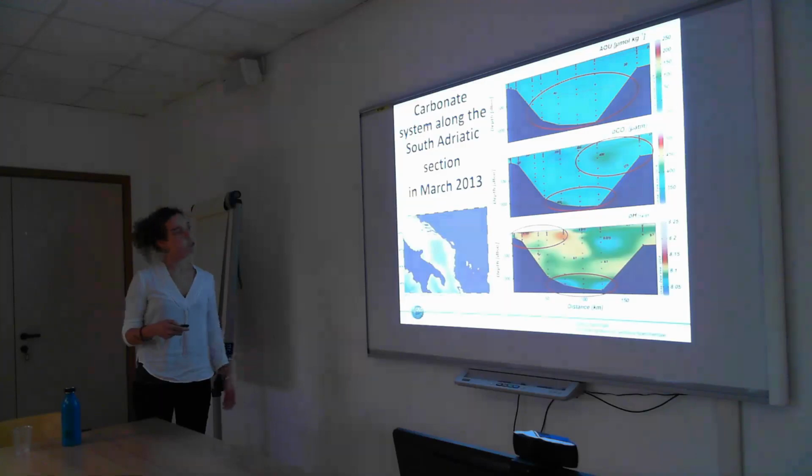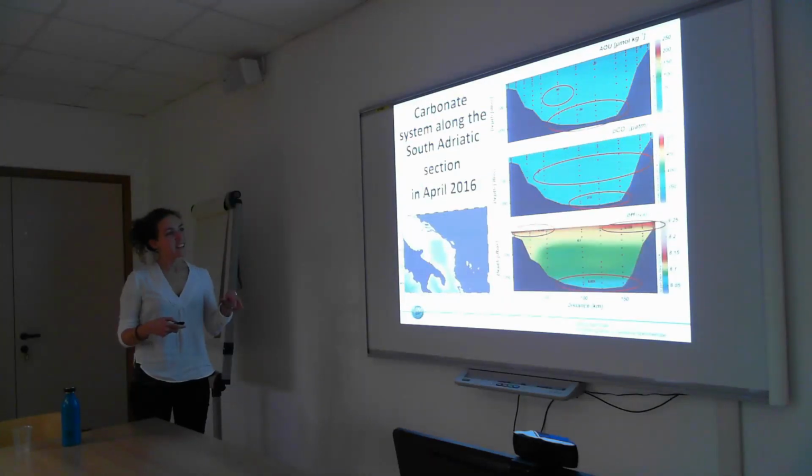Three years later, more or less, we had another complete transect, and in this case, the Levantine waters were all more homogeneous in the transect. They covered all the transect. And at the bottom, again, we could see the dense waters really, really well with high PCO2 and low pH. And in the surface, we could see on both sides the surface waters.